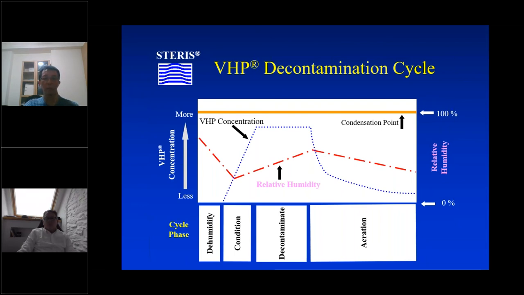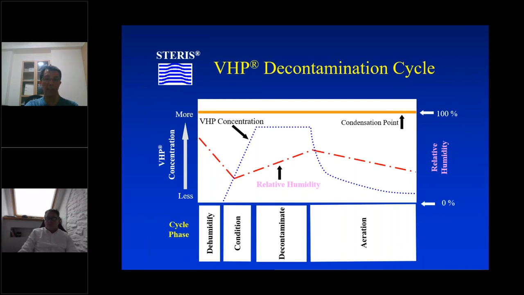And then after that, we reach the third stage, the decontamination stage, whereby we want to achieve a 6-log kill over an extended period. We're looking at a range of between 250 to 400 ppm on average, right? After that, we want to remove VHP from the area in one of two ways. This is called the aeration phase. We either exhaust it out to the HVAC, or use a catalytic converter to break it down to water vapor and oxygen gas.